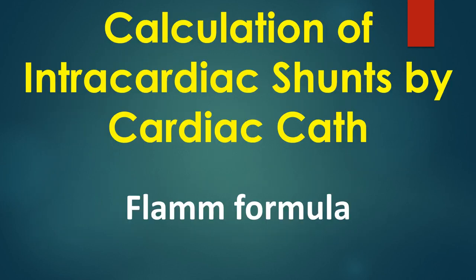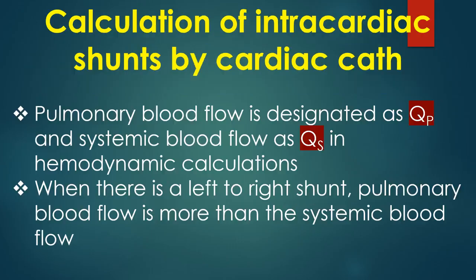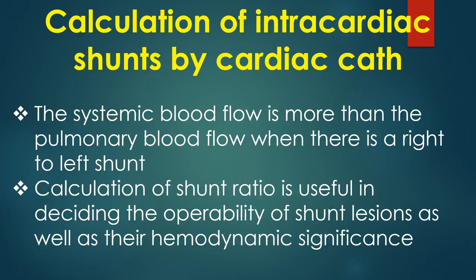Discussion on calculation of intracardiac shunts by cardiac cath and Fick formula. Pulmonary blood flow is designated as QP and systemic blood flow as QS in hemodynamic calculations. When there is a left to right shunt, pulmonary blood flow is more than systemic blood flow. The systemic blood flow is more than pulmonary blood flow when there is a right to left shunt. Calculation of shunt ratio is useful in deciding the operability of shunt lesions as well as their hemodynamic significance.